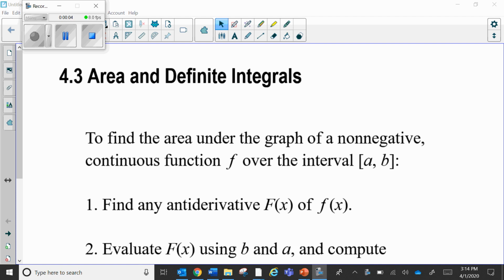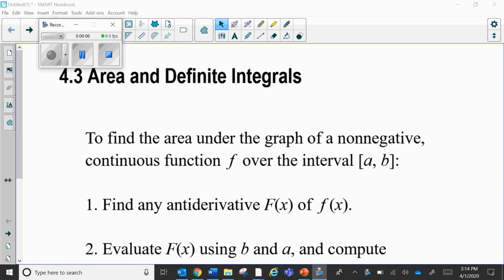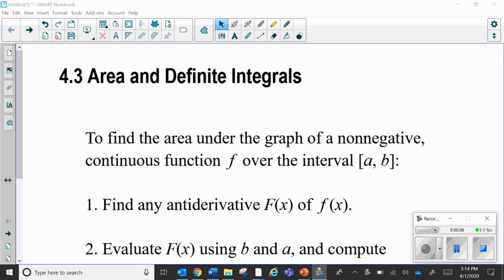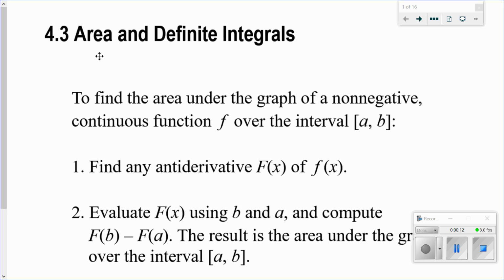All right, on to our next section. Get this full screen. Okay, 4.3, area and definite integrals.